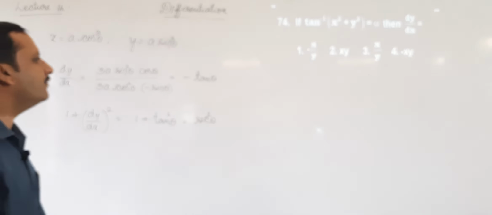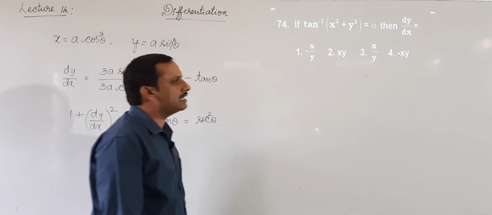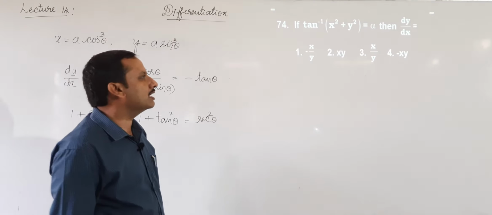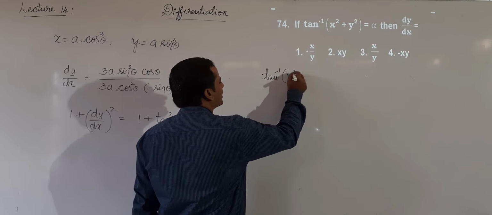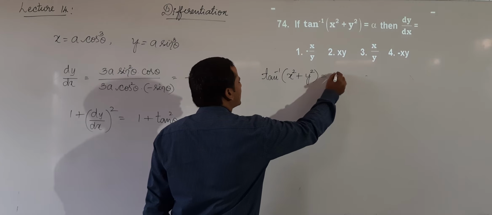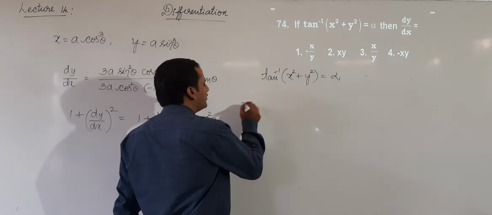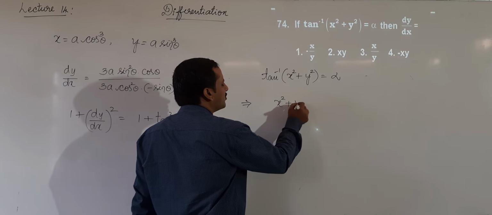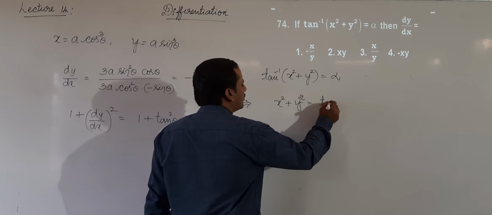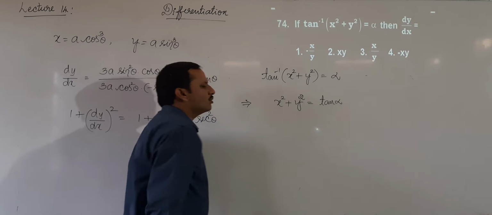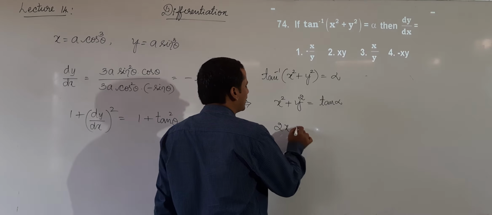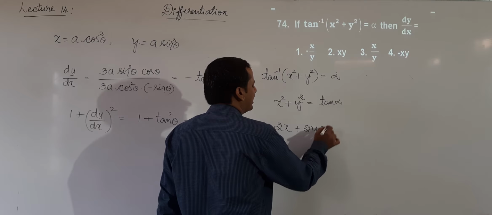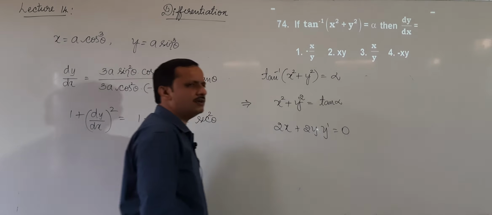Then 74th question. If tan inverse of x square plus y square is equal to alpha, then what is dy by dx? Given tan inverse of x square plus y square is equal to alpha. From this we can write that x square plus y square equal to tan alpha. Differentiate this: 2x plus 2y into y dash is equal to 0.